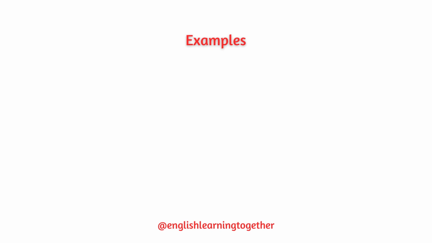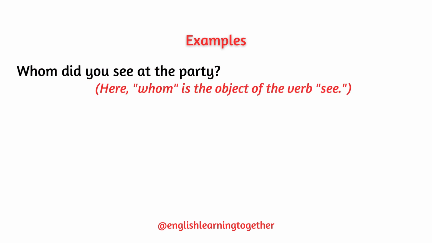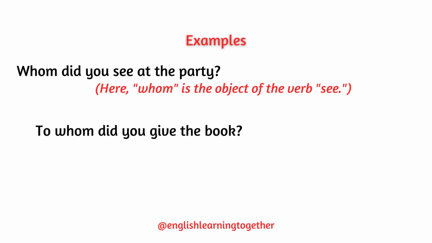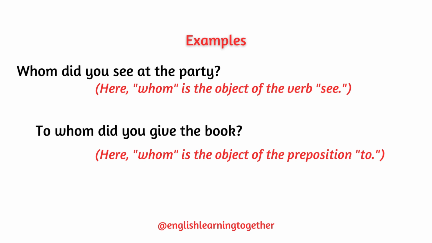Examples. Whom did you see at the party? Here, whom is the object of the verb see. To whom did you give the book? Here, whom is the object of the preposition to.